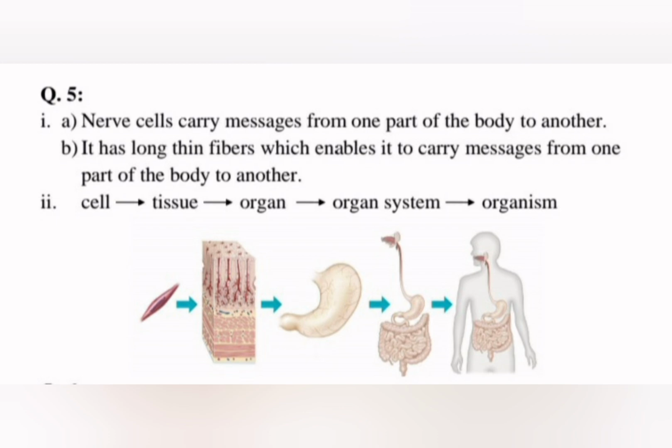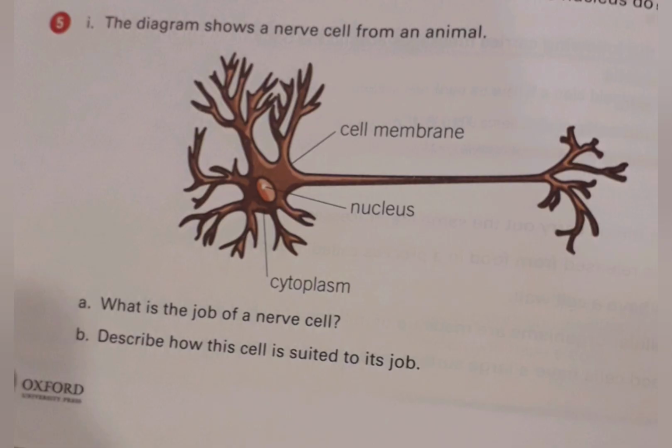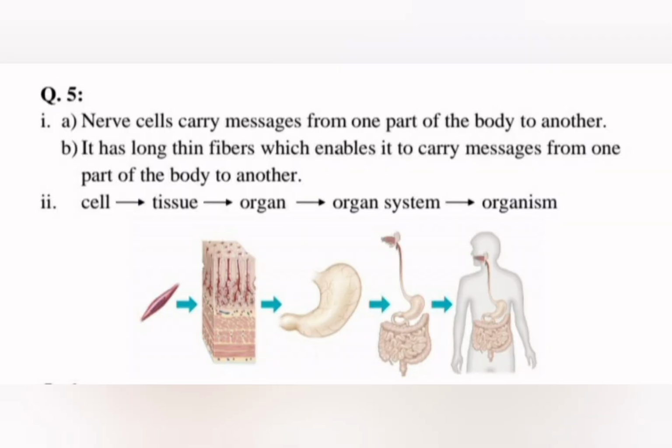The B part is: describe how this cell is suited to its job. The answer of the question is: it has long thin fibers which enable it to carry messages from one part of the body to another part of the body. Students, we know that nerve cells are scattered throughout the body and they can carry the message from one part of the body to another part of the body easily.